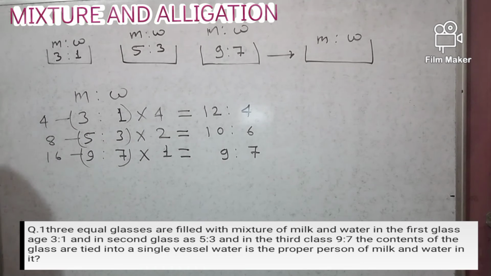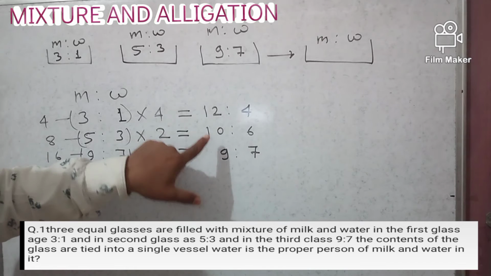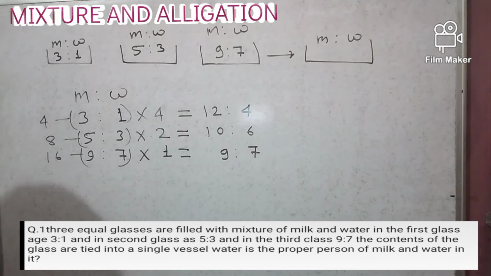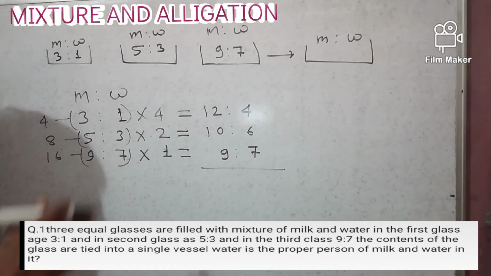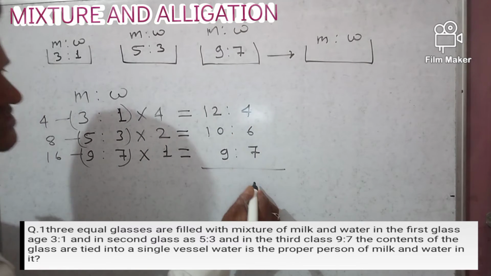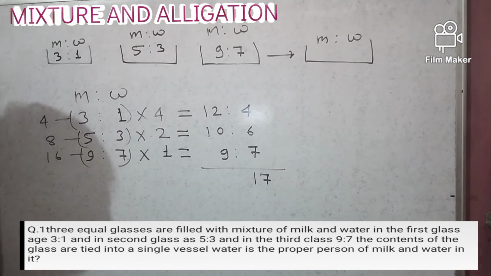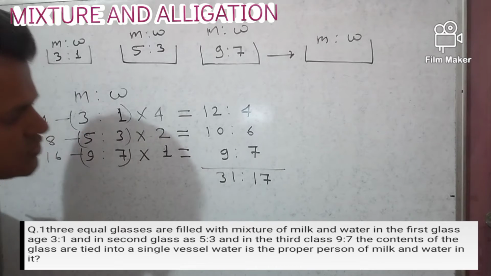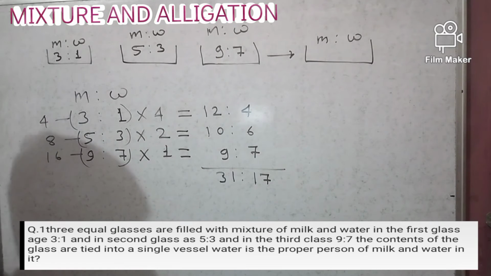Now see here, the parts are now the same. 12 plus 4 is 16, 10 plus 6 is 16, and 9 plus 7 is 16. If the parts are the same, now directly add them. 4 plus 6 is 10, 10 plus 7 is 17, right? 12 plus 10 is 22, 22 plus 9 is 31. So the new ratio after mixing is 31:17, right?